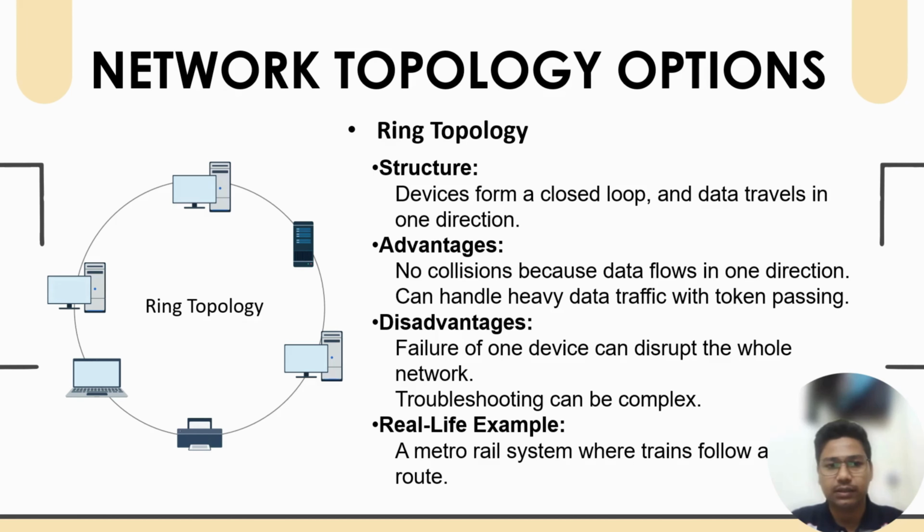can send data. But it has also some disadvantages. First one is, if one device or connection fails, it disrupts the entire network. Like if a train on a circular route breaks down, the whole schedule is affected. Troubleshooting is more challenging compared to star or bus topologies. A real life example is a metro rail where trains follow a circular route, ensuring efficient traffic flow but requiring all the stations to function properly.